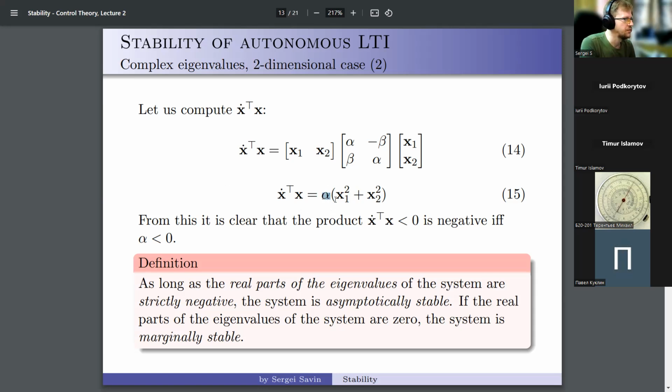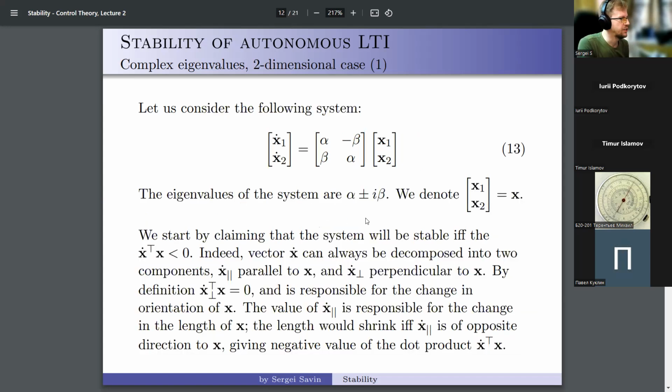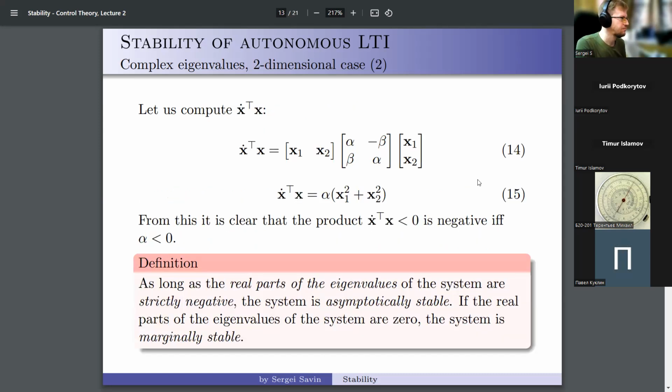Say if alpha is equal to 0, it means that this dot product is equal to 0. It means that in our picture the vector x is not going to shrink; it's only going to rotate. All right. If alpha is positive, it means x is going to grow instead of shrinking.